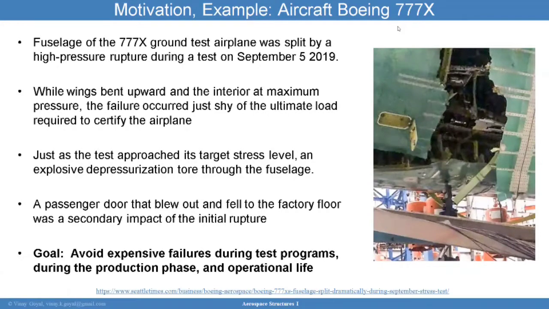In this case, the wings were bent upward, and while the interior cabin was pressurized. That's one of the combined load conditions we'll be discussing later that need to be considered in the qualification testing. And during that qualification test, it was found that the test hardware failed as it was approaching the target stress levels, and an explosive depressurization occurred during that event. And a passenger door blew out and fell to the factory floor.